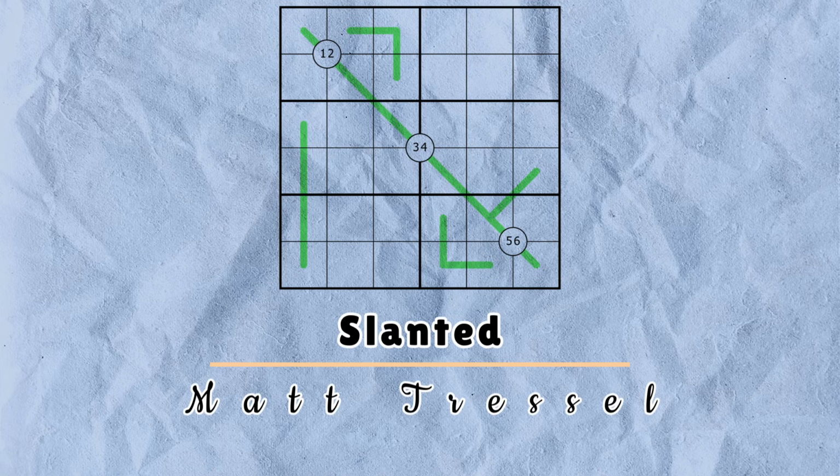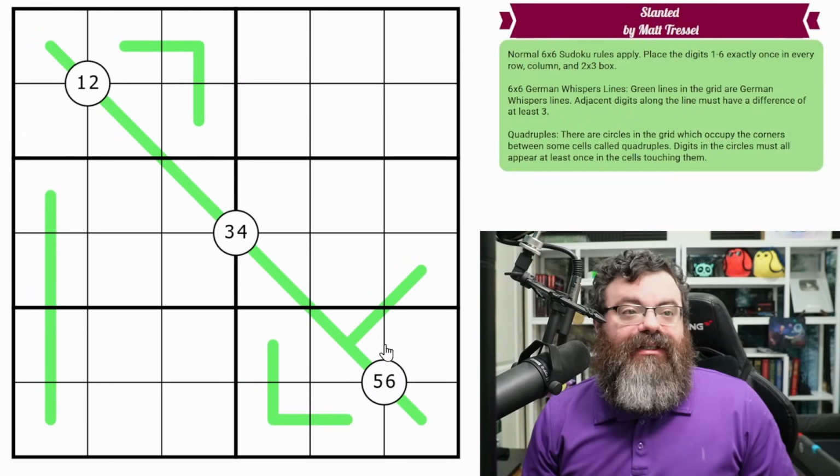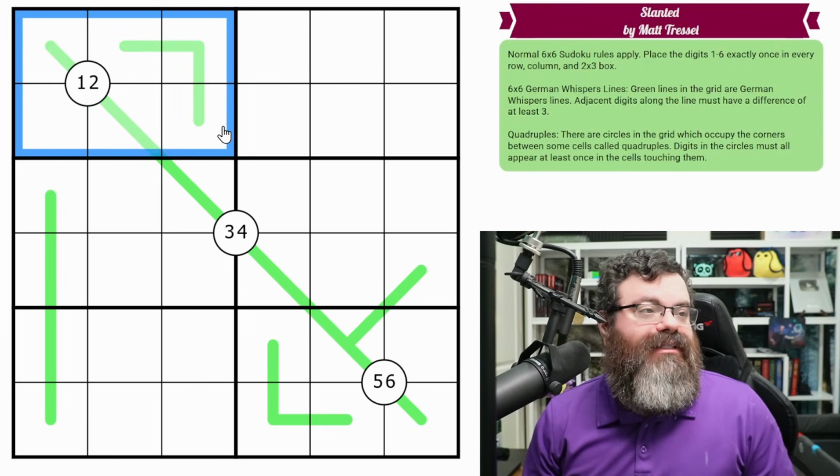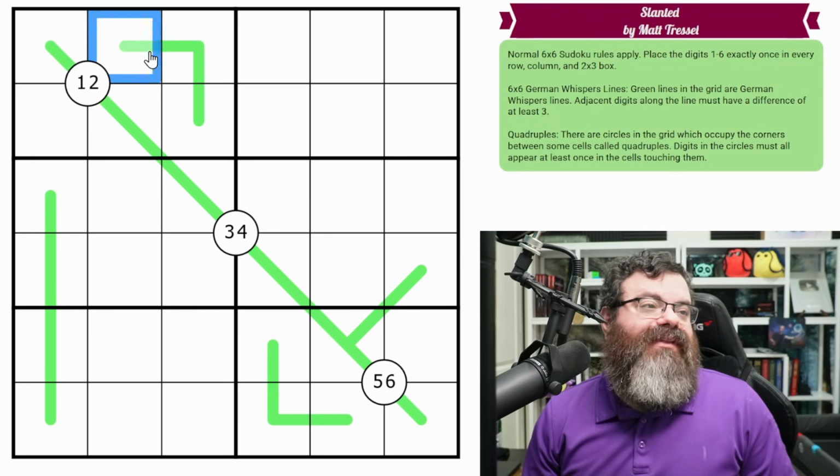Hello, let's continue our Sudoku adventure with Slanted by Matt Tressel. So we have normal 6x6 Sudoku rows, meaning in each row, each column, and each 2x3 box, we are placing the digits 1 to 6 exactly once each. We also have these green lines in the grid.